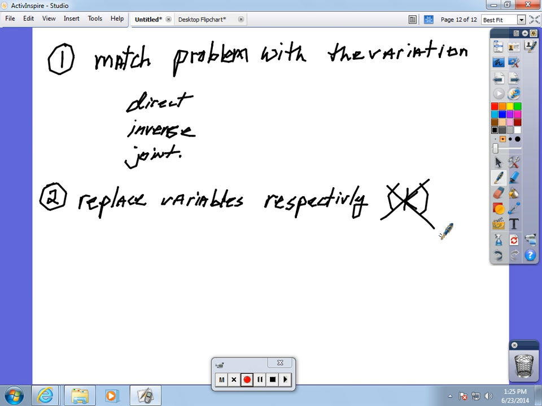So make sure, here, let me put K in there, so you can see the K going through it. K stays throughout your whole problem. You do not change K with any other variable. And you'll see what I'm talking about after we do a couple of problems.